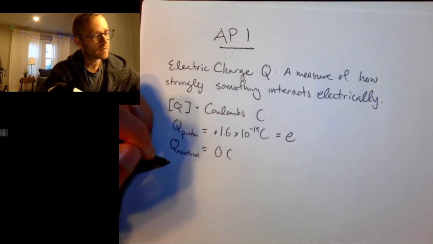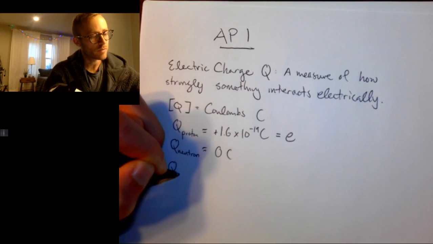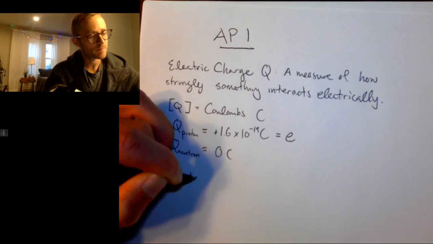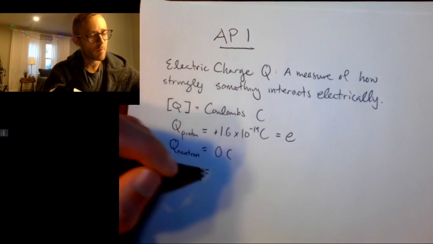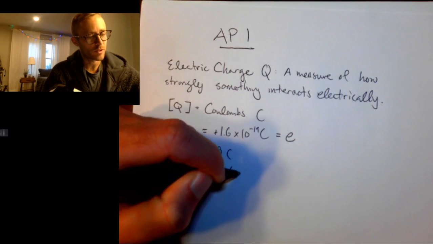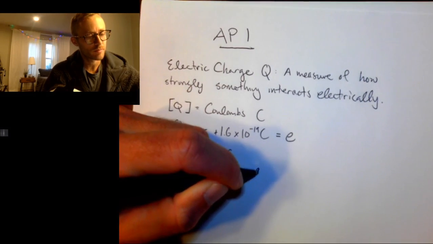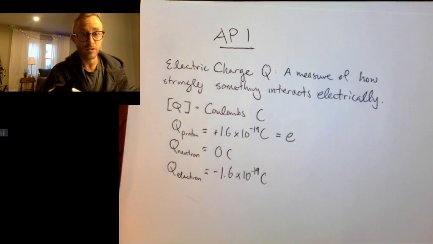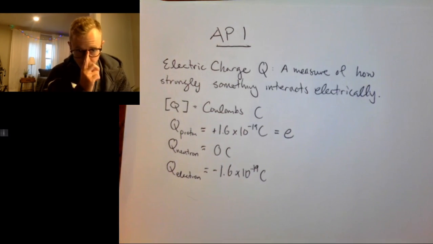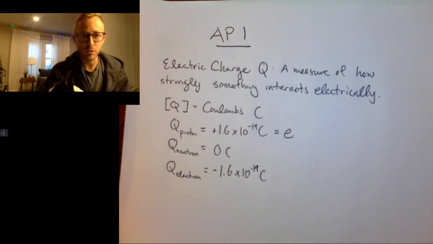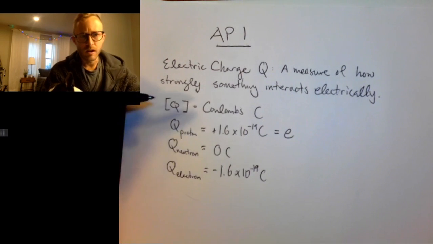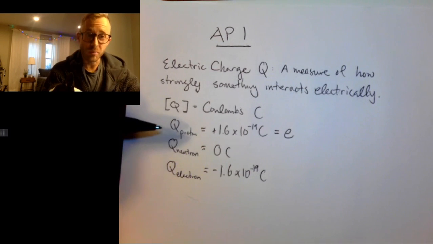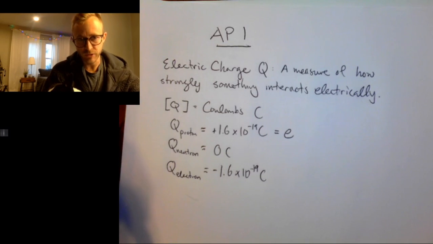And then next we have the charge of an electron, which is minus 1.6 times 10 to the minus 19 coulombs. So it's opposite the charge of a proton. So electric charge can be positive, it can be negative, it can be 0.